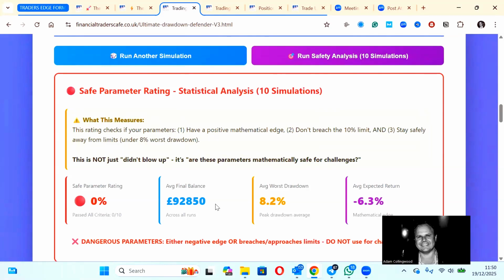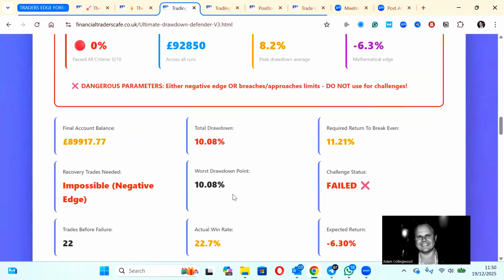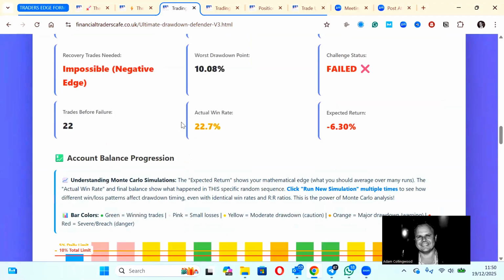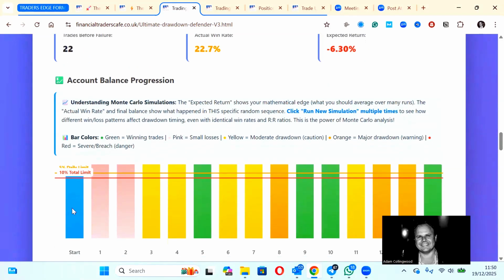All right. Average balance 92,150, average worst drawdown 8.2%. Your average expected return is that. Just stop trading. Overall, your total drawdown is 10.08. You failed the challenge. So it's not going to happen. All right. The proof of it all is you can see across those 40 trades, we just have to click on any one of these. At the moment, you get to trade 4, you're already at a loss of 3.9%. By the time you get to trade 8, you're at a loss of 5.6.